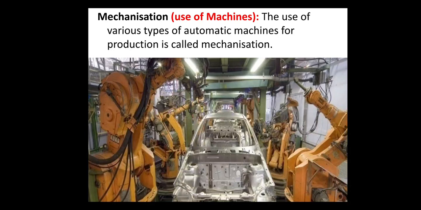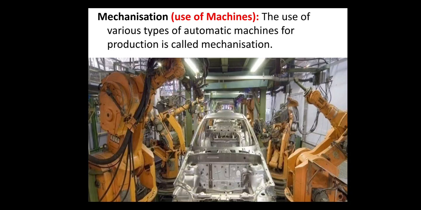Next, mechanization, in brackets, meaning use of machines. In modern manufacturing industries, they are using various types of automatic machines in order to produce goods in large numbers. Most of the industrial activities are done with the help of machines. That is called mechanization. That is the second characteristic of modern manufacturing large scale industries.